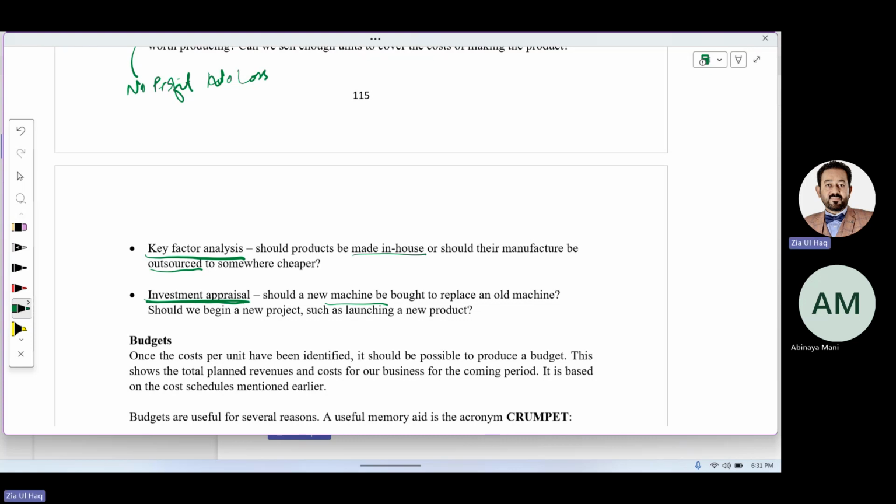In a similar manner, if business improves their machinery, they will consume less electricity. There will be less wastage, so per unit cost can be decreased. So through the cost schedule, business can make investment appraisal, meaning investment in assets and machinery, and how much cost we can reduce by installing new machinery. Obviously, installing new machinery will require huge investment as well. So whether the benefit is more than the huge investment or lesser, business can make this decision through the cost schedule.